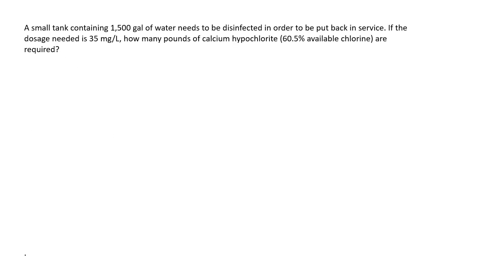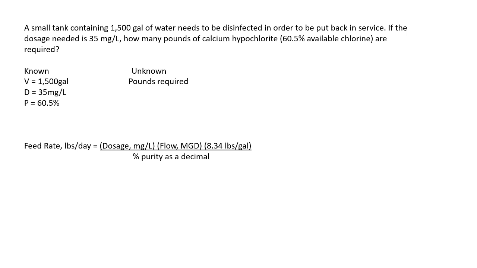A small tank containing 1,500 gallons of water needs to be disinfected in order to be put back in service. If the dosage needed is 35 milligrams per liter, how many pounds of calcium hypochlorite, 60.5% available chlorine, are required? First, pull your known and your unknown out of your word problem. What you know is you have a volume of 1,500 gallons, a dose of 35 milligrams per liter, the percent purity is 60.5%, and again, we're looking for the pounds required.